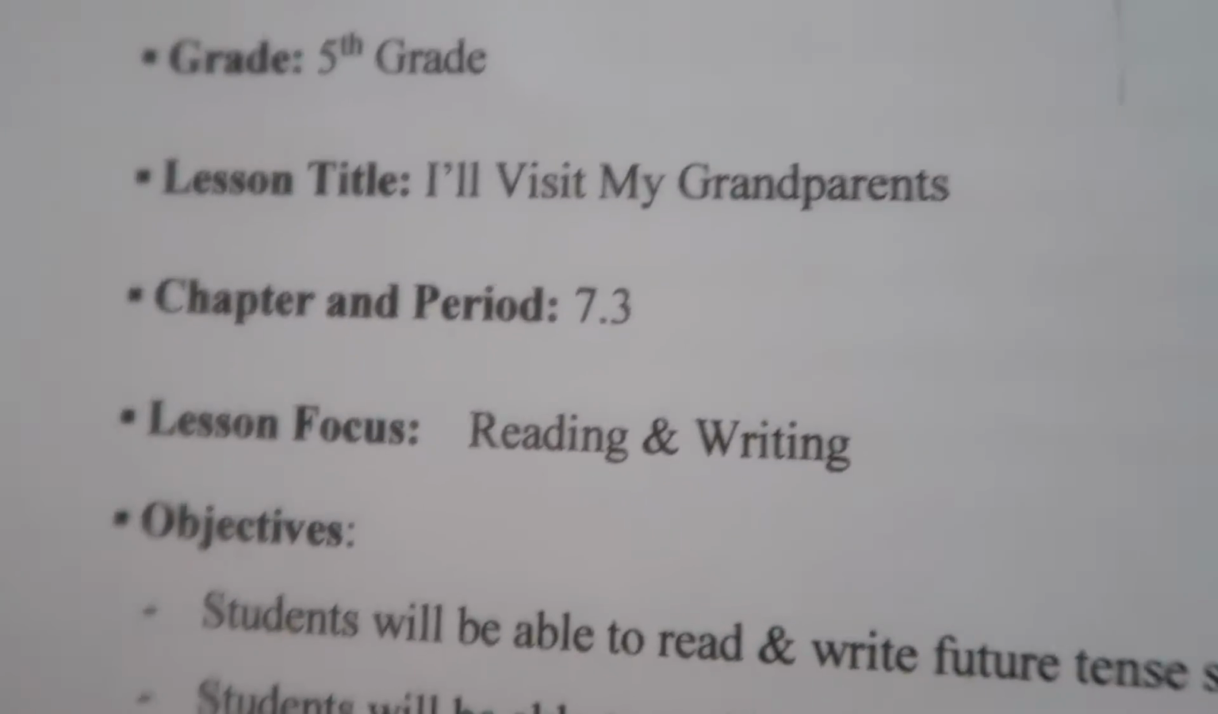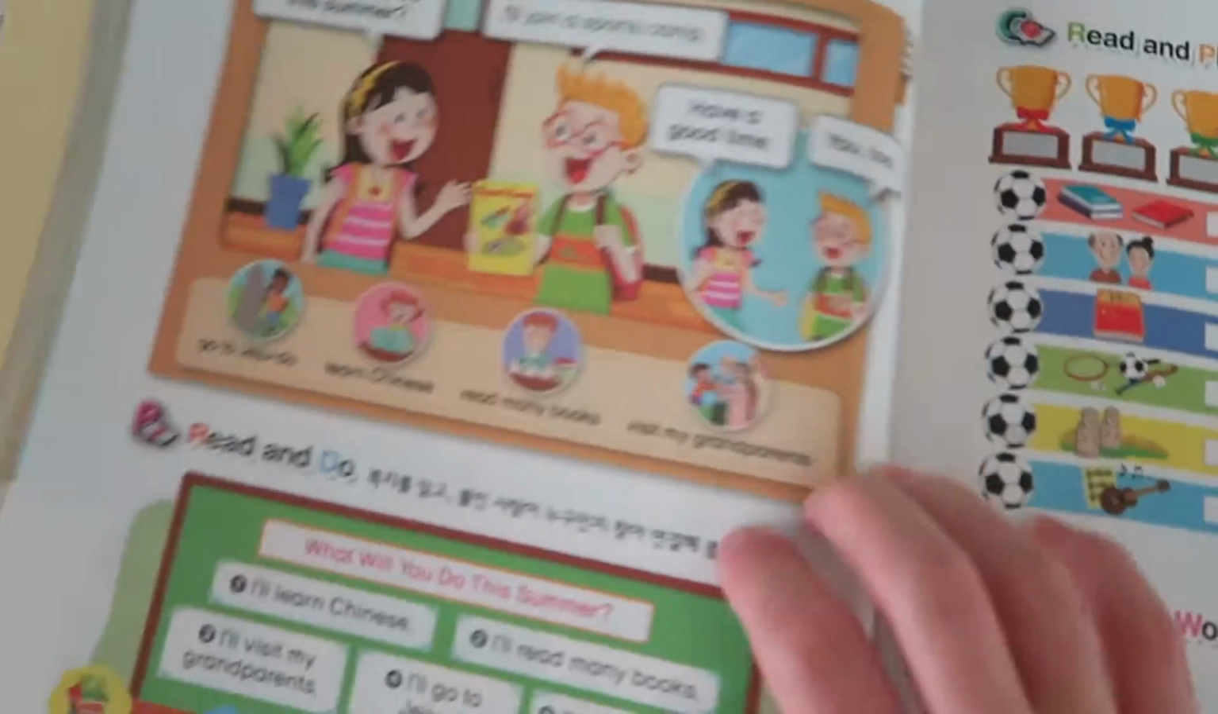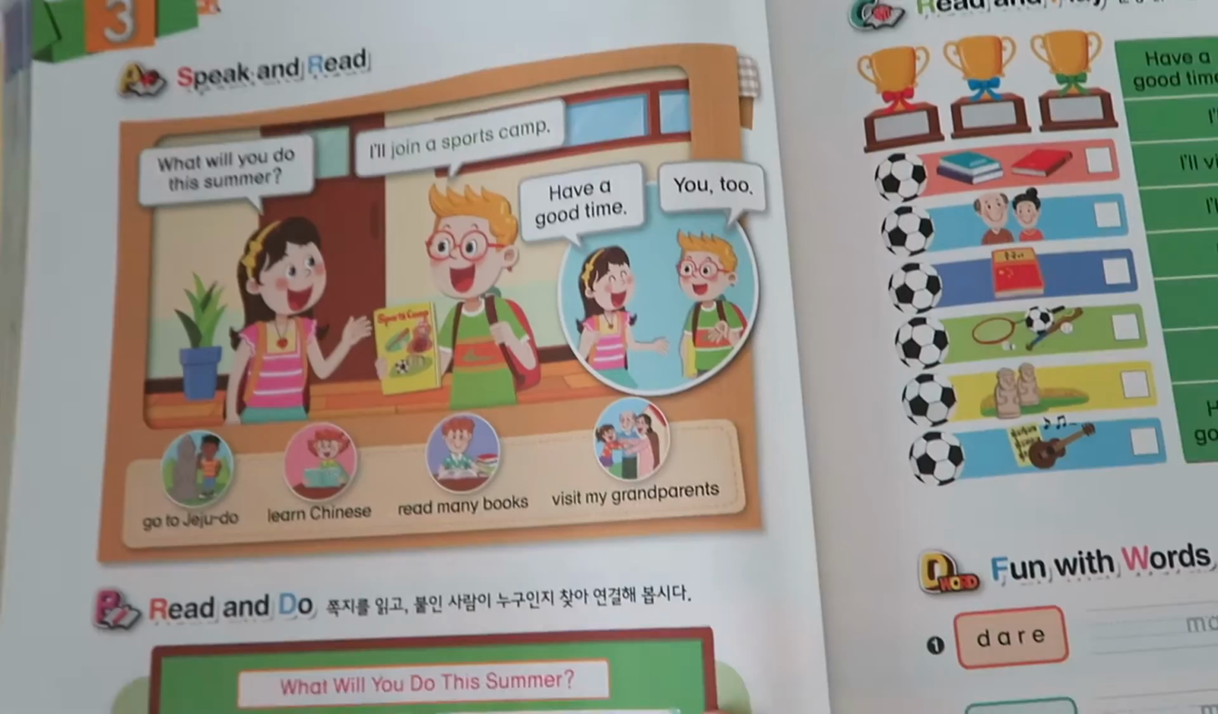And just take this out. So let's see, what chapter is it? It's chapter 7, section 3. So let's look for it. Chapter 7, section 3. So here we go. So here's the textbooks that the students use.